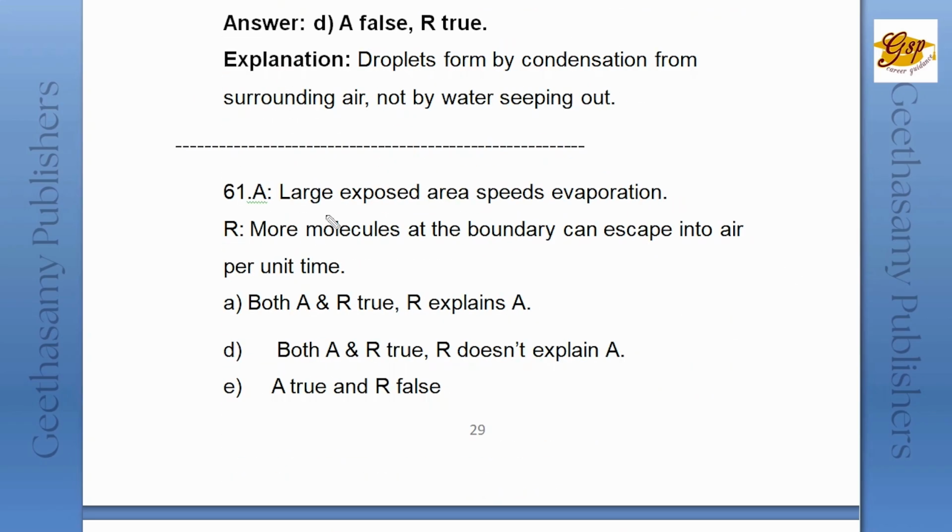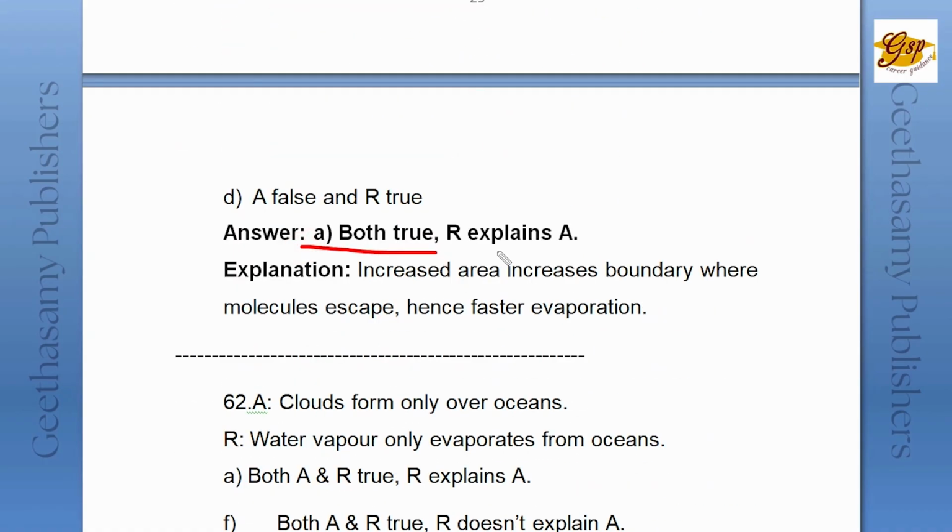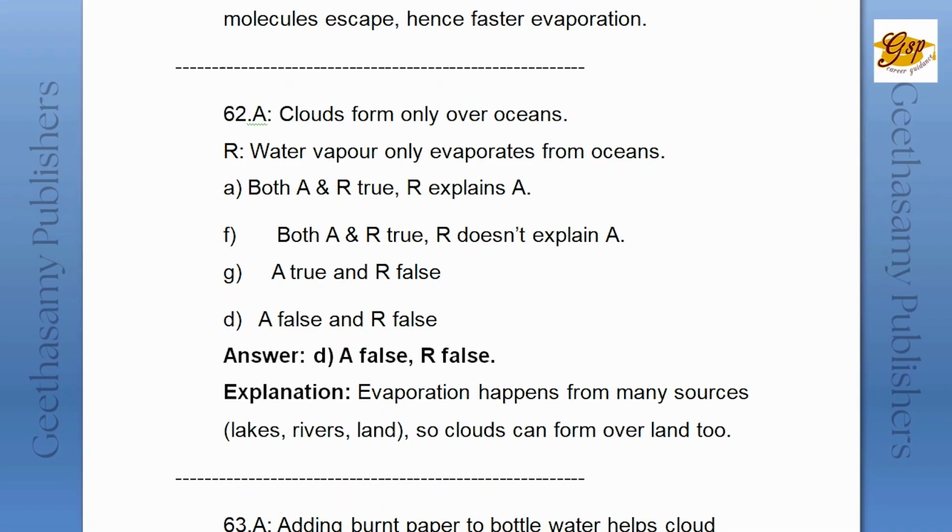The 61st question. Assertion: a large exposed area speeds up evaporation. Reason: more molecules at the boundary can escape into the air per unit time. The options: both A and R true, R explains A; both A and R true, R doesn't explain A; A true, R false; A false, R true. The correct answer is both A and R are true, R explains A. Increased area increases the boundary where molecules escape, hence faster evaporation.